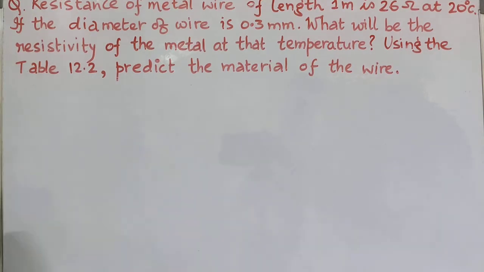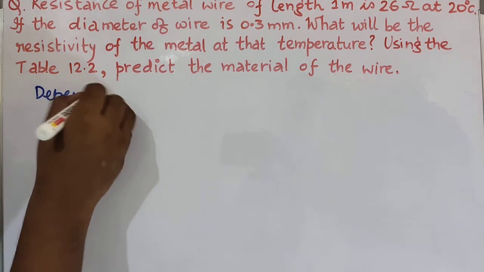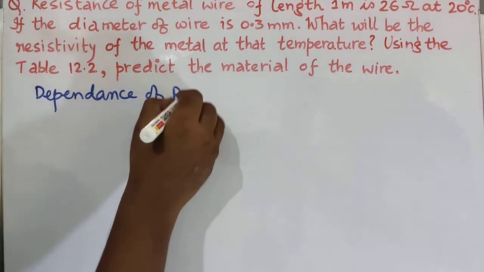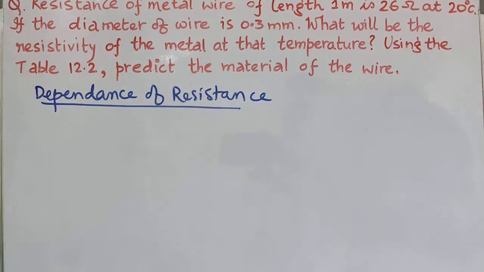I didn't explain how the resistance is dependent upon the factors. So for that, what do you have to do? You have to do experiments to find the dependence of resistance. You have to change the length of the material, you have to change the area of cross section of the material, you have to change the material itself, and so on. Many scientists have already done that, so there is no need to do it; just understand how they are dependent.